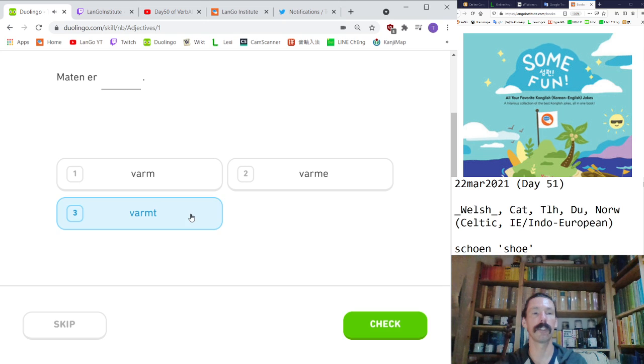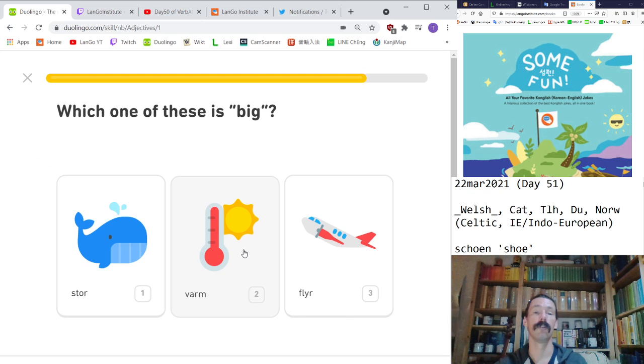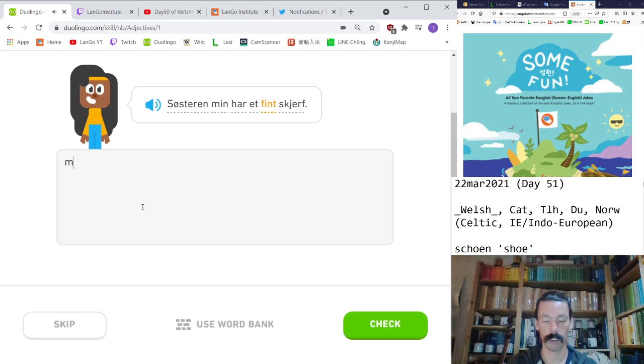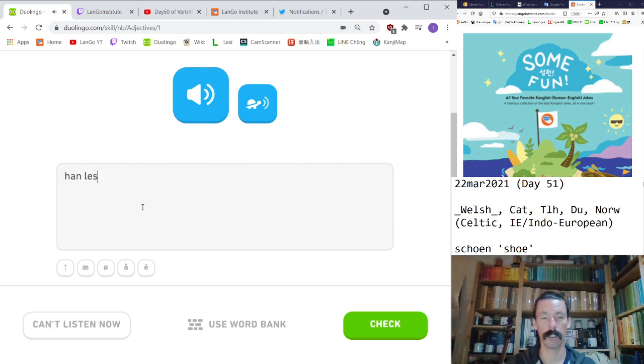Maten er varm. Okay, this tells me it's common gender, not neuter. So just varm with a zero suffix. Big, stor. Søsteren min har et fint skjerf. My sister has a nice scarf. Han leser en kort bok.